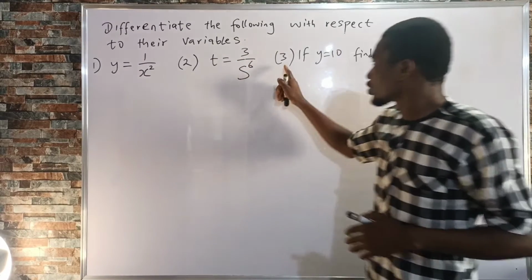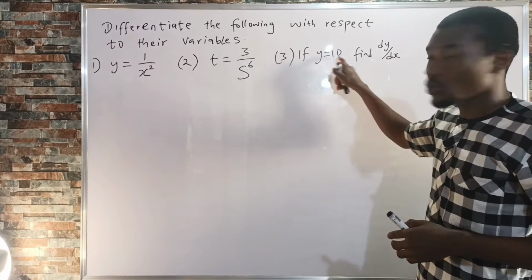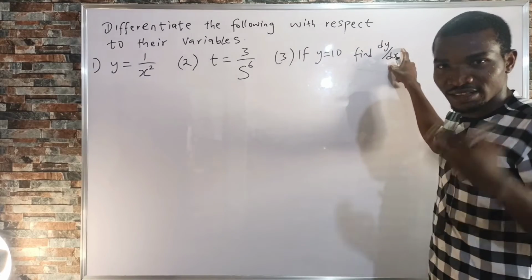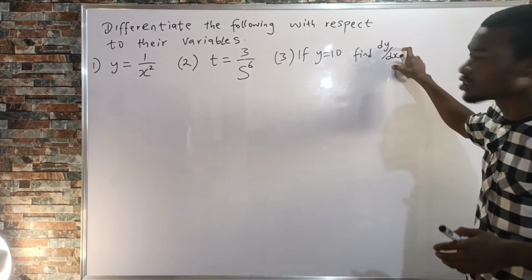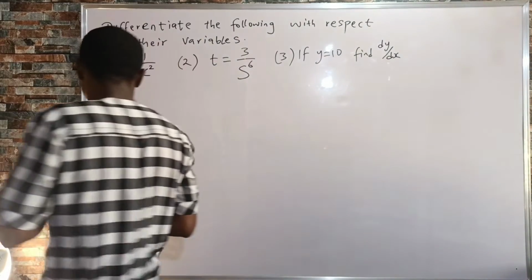6. While the third part of the question, this one is looking for trouble. If y is equal to 10, we are then asked to find dy/dx, that is to find the derivative of y with respect to x. Okay, let's begin with the first part of the question.